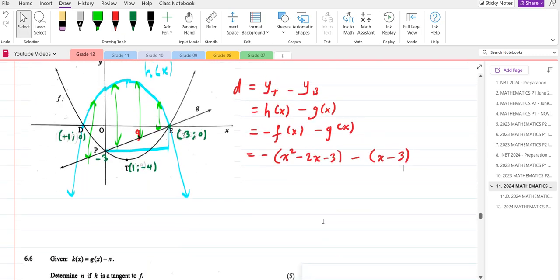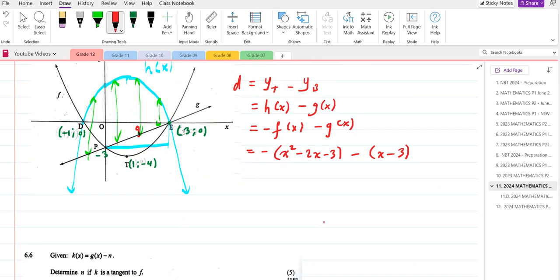Right. Now, let's simplify this. We have negative x squared plus 2x plus 3 minus x squared minus 2x minus 3, so we get negative x squared plus x plus 6.